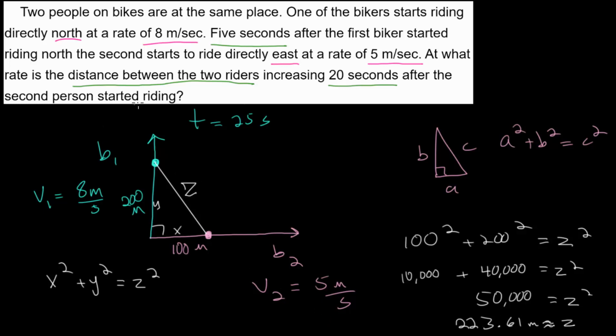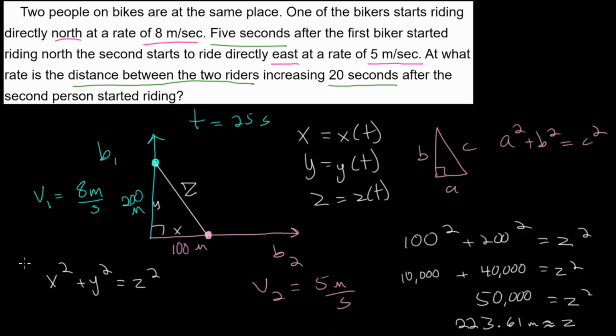Now, to figure out the rate that this distance is increasing, that's where we need to use calculus. But we know the relationship between these three sides in this right triangle since we have the Pythagorean theorem. All of these distances, x, y, and z, are increasing as time increases. The important thing to remember is that they are all functions of time. We can say that x is really x of t, y is y of t, and of course z is z of t. They all change with time here.